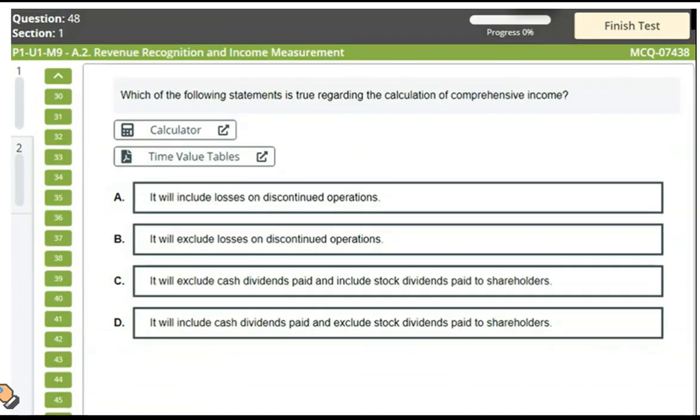Next, which of the following statements is true regarding the calculation of comprehensive income? Looking for the true statement. Coming in the reverse order. It will include cash dividends. There is no cash dividend in comprehensive income. And exclude stock dividend, yes, stock dividend is excluded. It will exclude cash dividends, yes, and include stock dividend, wrong. Comprehensive income has no transaction involving shares, totally wrong.